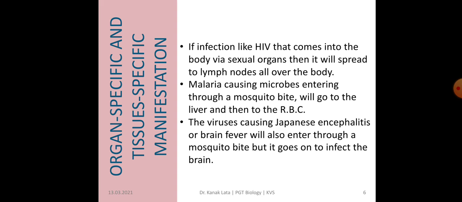Malaria-causing microbes entering through a mosquito bite will go to the liver and then to the RBC. The viruses causing Japanese encephalitis or brain fever will also enter through a mosquito bite, but they go to infect the brain. So there are different organs infected by different microorganisms during different diseases.